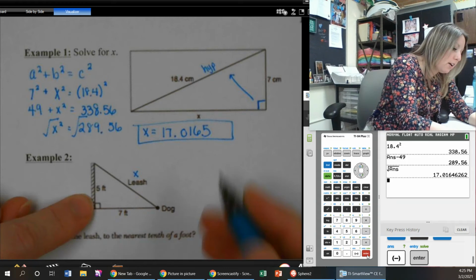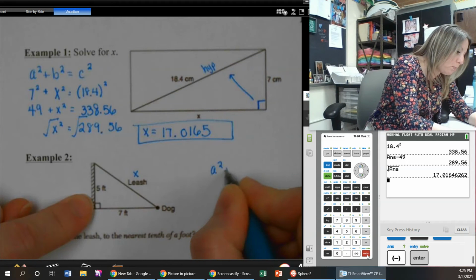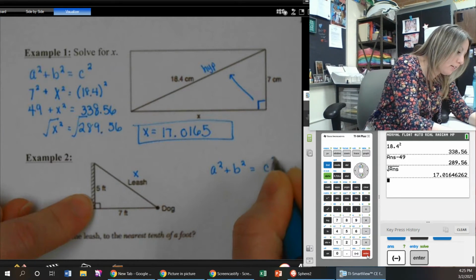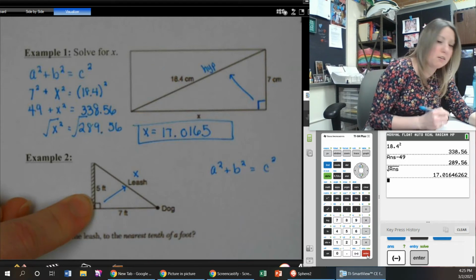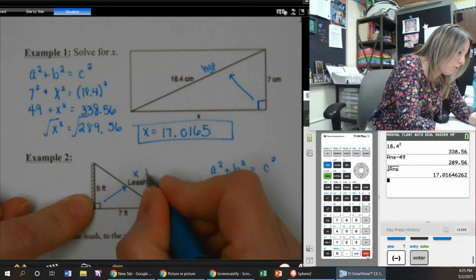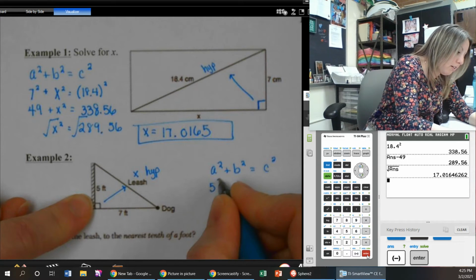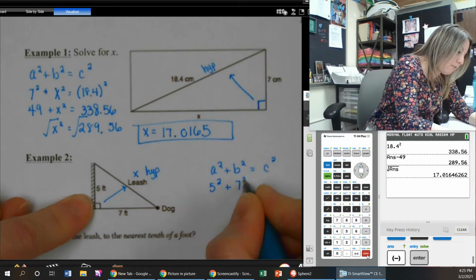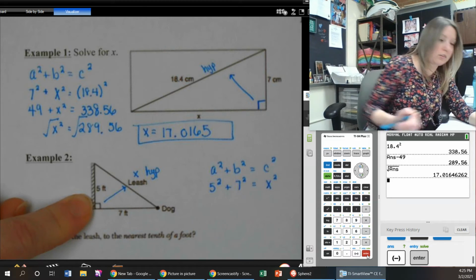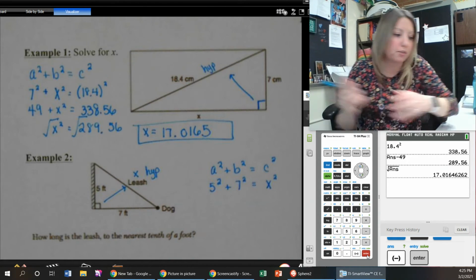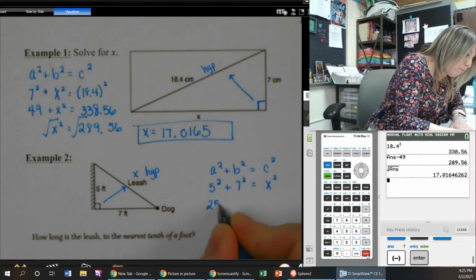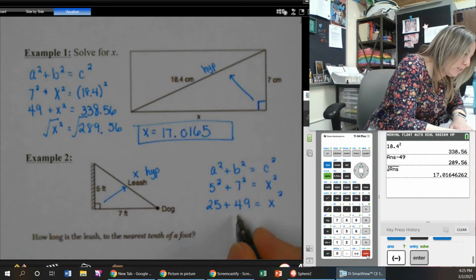What we do here is a squared plus b squared equals c squared again. This time you know that the missing value is across from the right angle, so here is your hypotenuse. And that means that a is 5, b is 7, and c is your x. And each of those is squared. So 25 plus 49 equals x squared. And so what's this, 74?